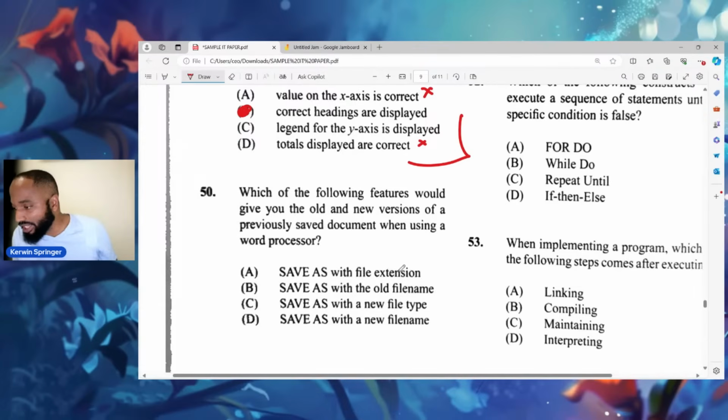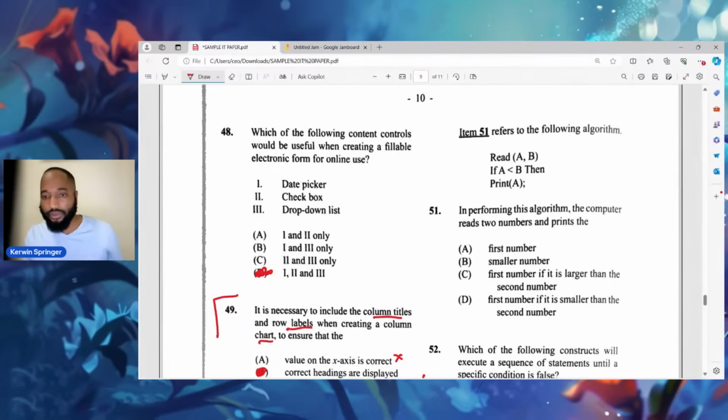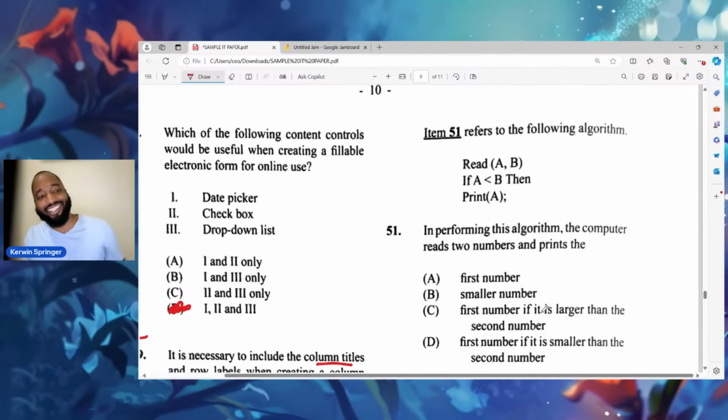Save as with file extension. Save as with old file name. Save as with new file name. D. You want a new file name so you don't overwrite, right? So D. This was a good practice.